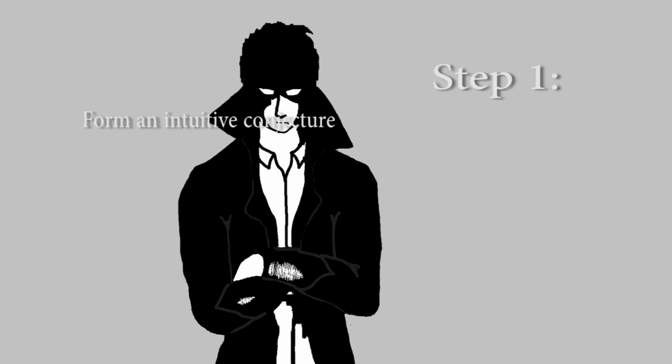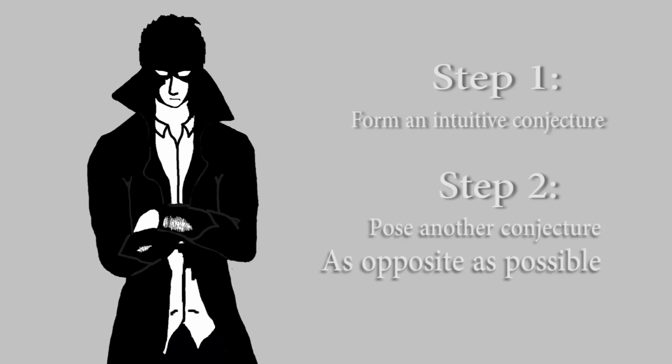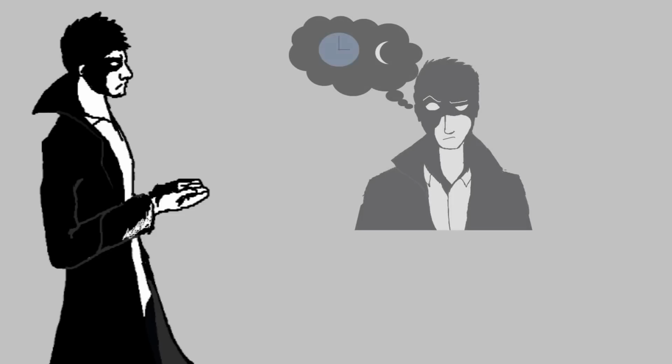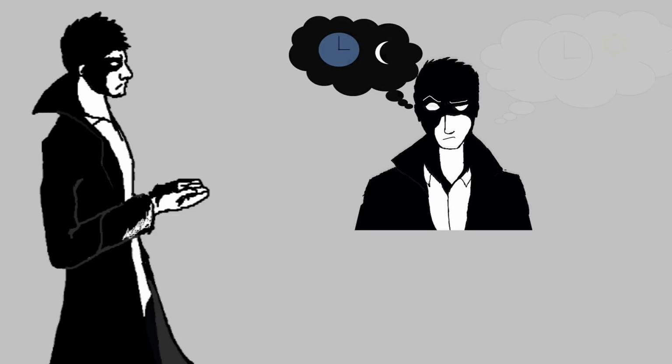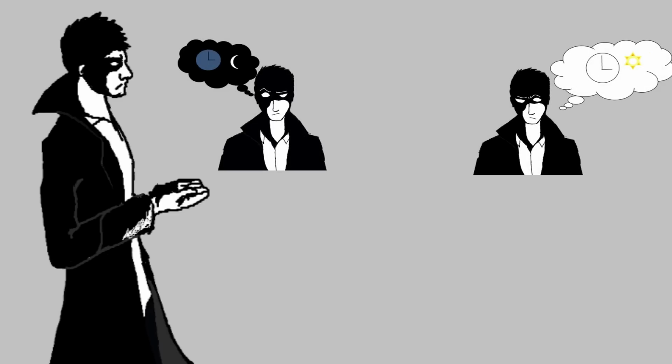And that is the next step, to pose another conjecture that is as opposite as you can possibly come up with to the one that you just posed. So, as opposed to the previous conjecture about having a long night, well, she might have had a long day. Both are on the exact opposite sides of the spectrum, and both could imply opposite results.